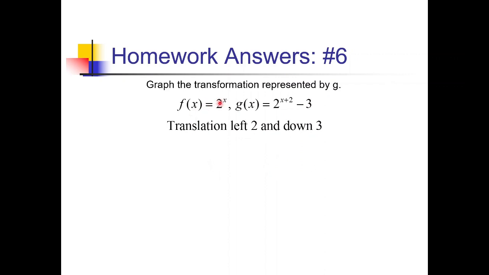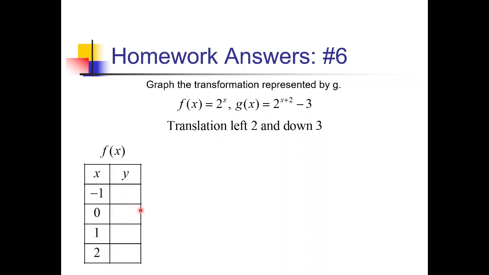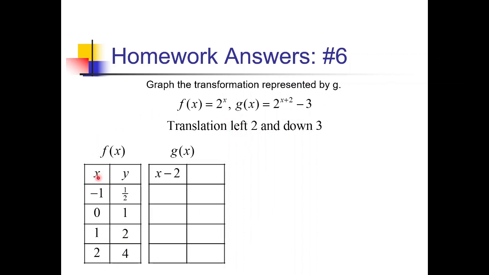Let me write a parent table for 2 to the x. I'm going to use my exponential growth numbers for x values, so -1 through 2. And I'll just plug each of these into 2 to the x to get my parent table. So 2 to the -1 is 1/2, 2 to the 0 is 1, 2 to the 1 is 2, and 2 to the 2 is going to be 4. Now to transform this into the g function, if I'm going left 2, I have to subtract 2 from my x values, and down 3 means I'm doing y minus 3.